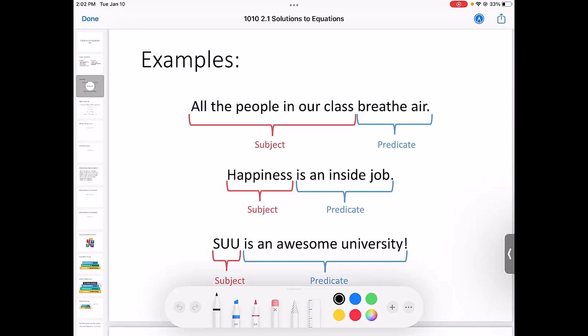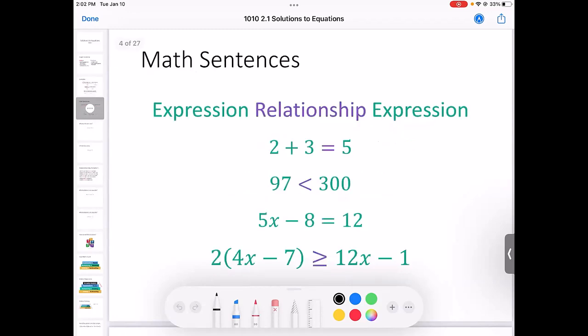Math sentences have a similar type of structure. The structure of a math sentence has three parts. Instead of a subject and a predicate, a math sentence will always have two expressions, and then a relationship between the expressions. For example, a really simple math statement like 2 + 3 = 5. In this statement, 2 + 3 is an expression and 5 is also an expression. The relationship between these two expressions is that they're equal to each other.